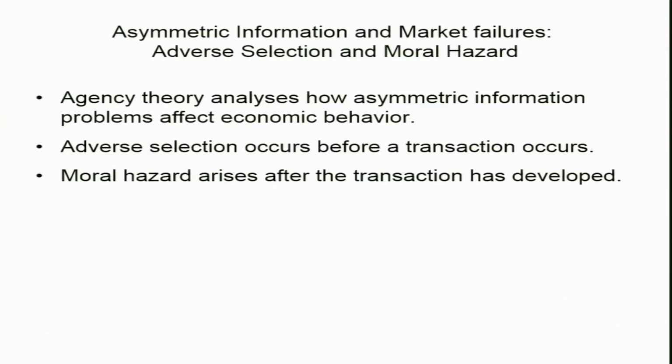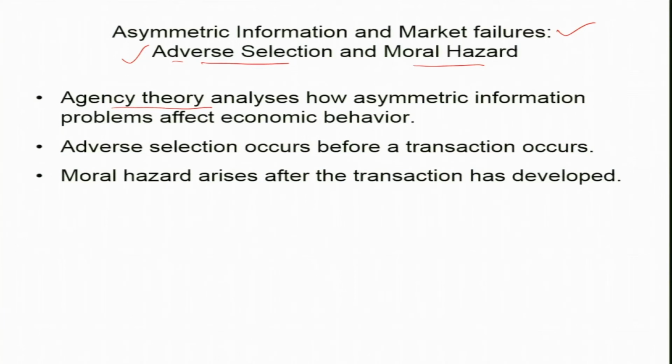Because of this asymmetric information, we said that market failure happens. There are mainly two types of market failure. One is adverse selection, which we already discussed. The other is the moral hazard issue, which we will discuss in the next session. This issue can be better understood by agency theory, which analyzes how asymmetric information problems affect economic behavior.